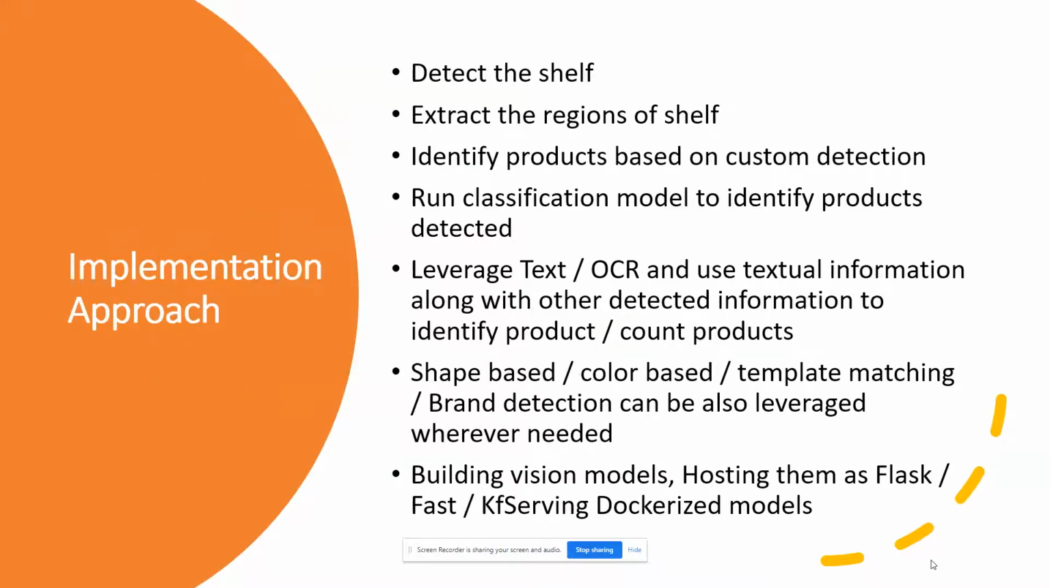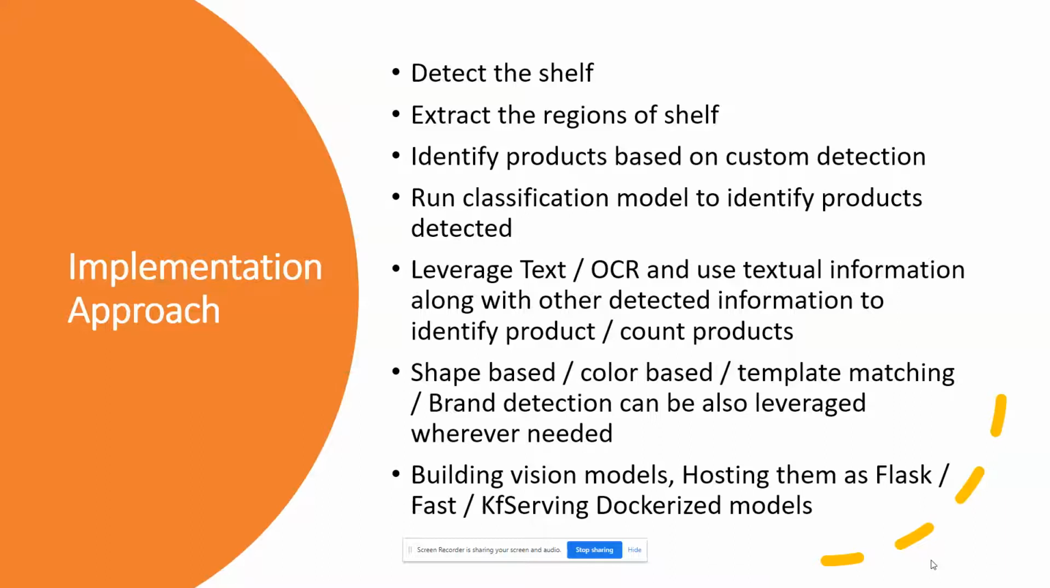What are the key things in implementation? Detection of the shelf, extracting the different products or the regions in the shelf, and identifying the products. It could be a custom object detection, or you could do segmentation, or we could leverage OCR by reading the text and then deduce the product. And some more preliminary OpenCV techniques like shapes, colors, and template matching could also be leveraged.